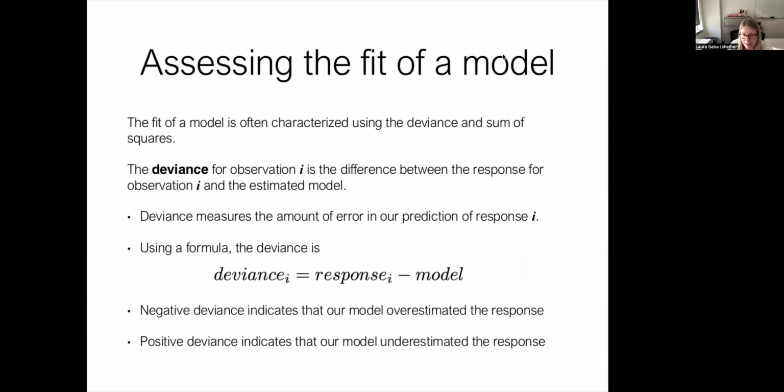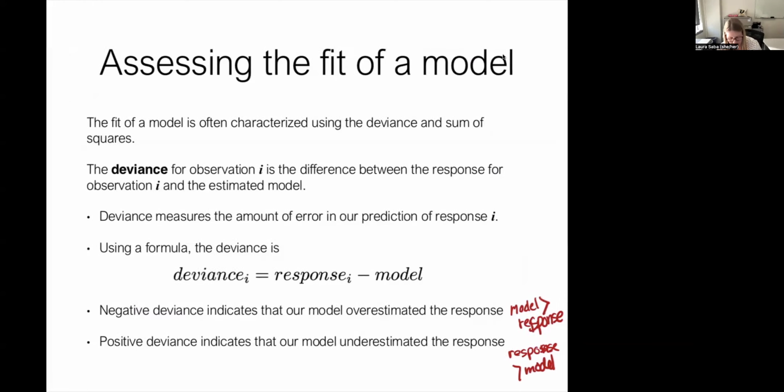So negative deviance means that the model is greater than the response, and so we overestimate the response. And a positive deviance indicates that the response is greater than the model. So this should look familiar. It's kind of the same concept as when we were talking about standard deviation, right? Except here we're saying from our model, which could just be that mean that we used before.